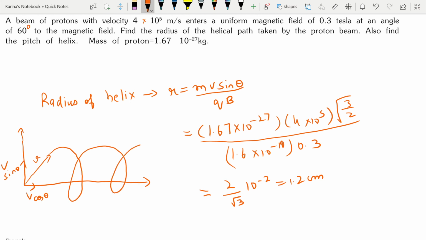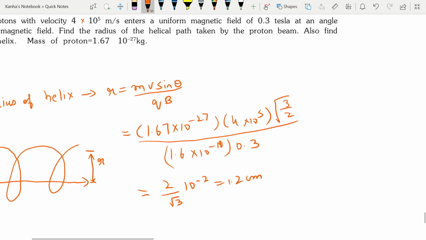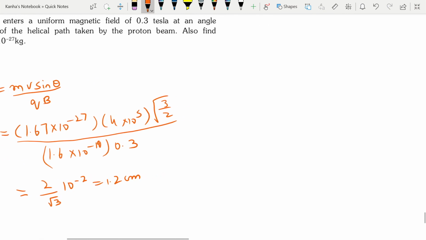Okay, and this distance from here to here is nothing but the radius. So I have this to be equal to 1.2. Now in order to find the pitch, I'll write it here. So my pitch is given by is equal to v into cos theta.